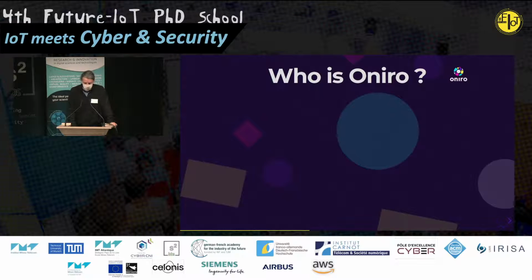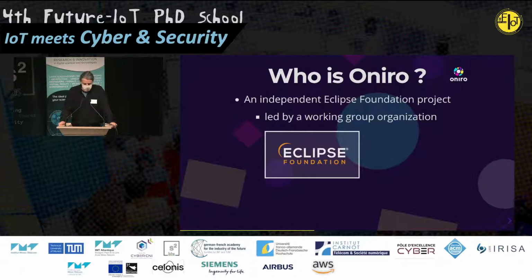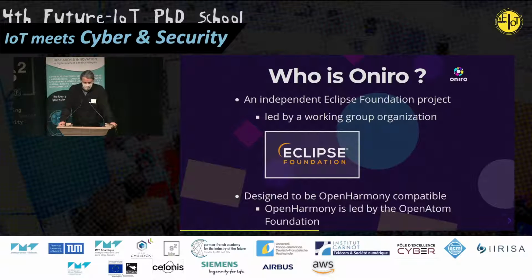So let me also introduce who Oniro is. It's an independent Eclipse Foundation project. It's all open source, so you can get it online. Decisions are made inside this project by a working group. It's a vendor neutral project, and we also want to make it compatible with the OpenHarmony ecosystem, which is led by another open source foundation, OpenAtom in Asia. Maybe there are others, but it's one of the few projects doing collaboration between the western side of the open source world and the Asian, also Chinese, side in this case.